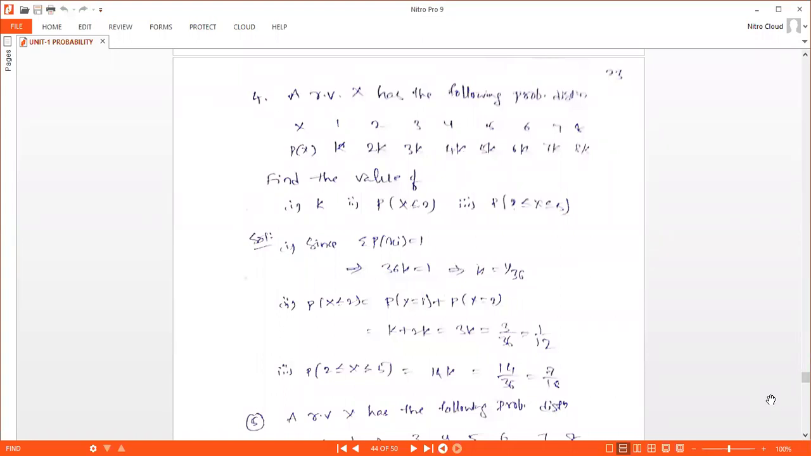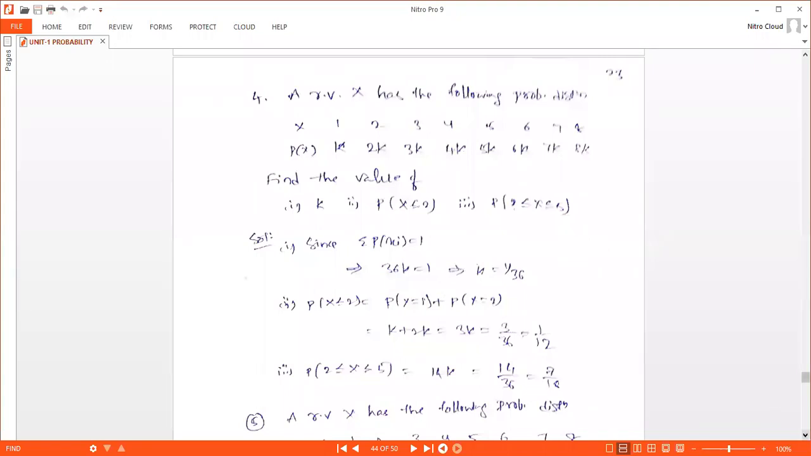Now next one, probability of X less than or equal to 2. X less than or equal to 2 means probability of X equal to 1 plus probability of X equal to 2. So probability of X equal to 1 is K plus probability of X equal to 2 is 2K. So we'll get 3K, that is 3 by 36.